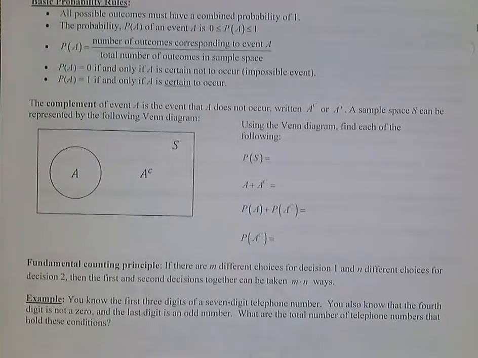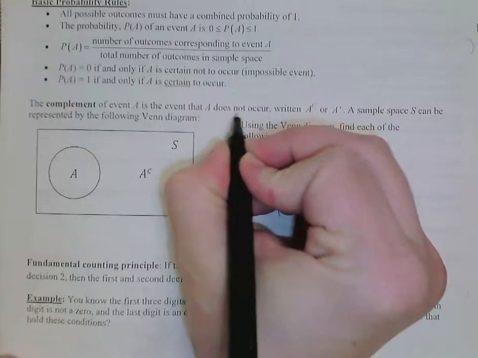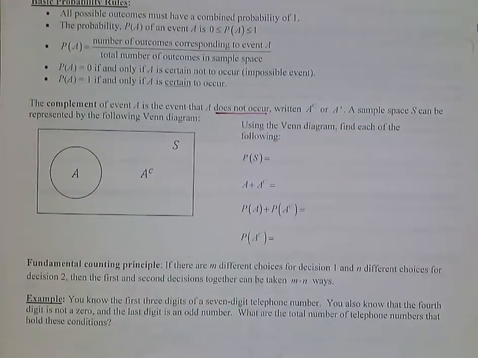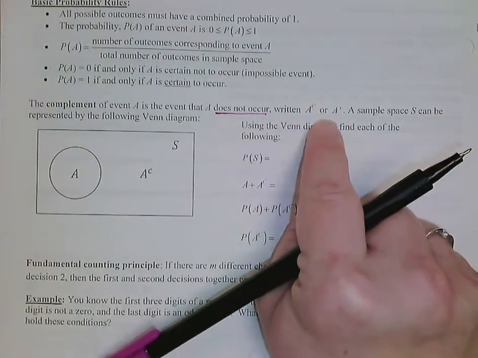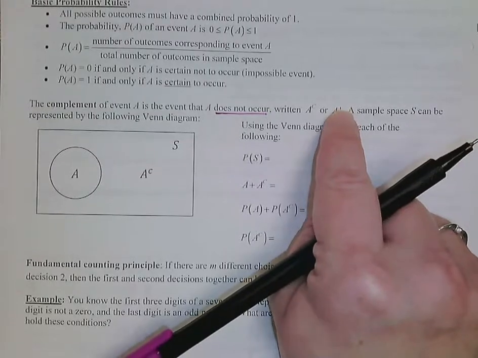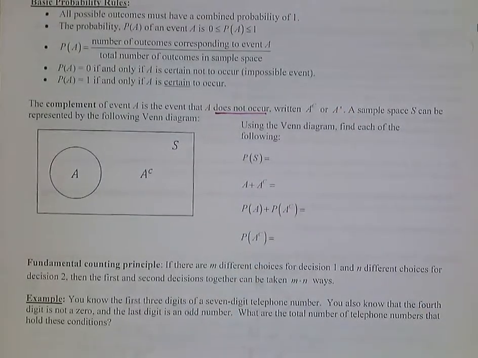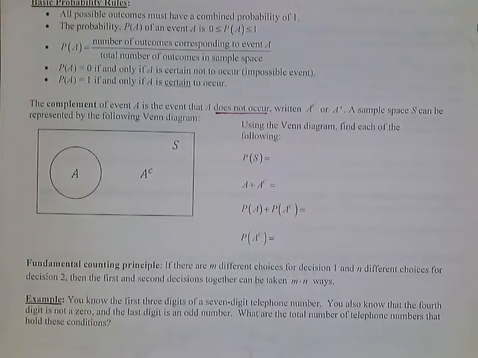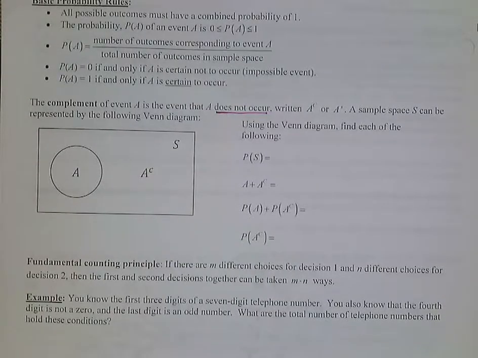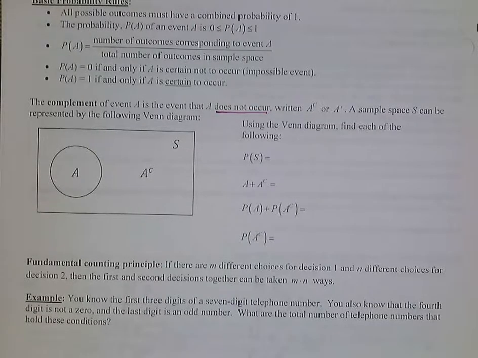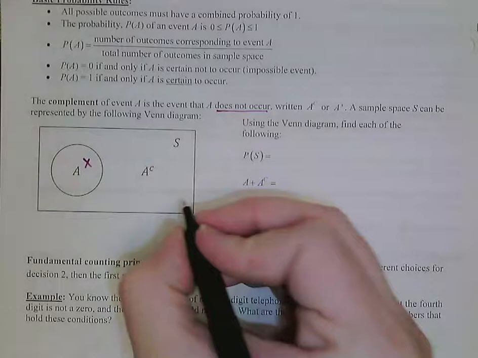The complement of an event A is the event that A does not occur. So we call A complement the event that A doesn't happen. We denote it using this notation A^C, or sometimes we'll call it A prime. That little mark we read as a prime. A sample space S can be represented by the following Venn diagram. So if this box represents S, all of the possible outcomes, and our circle here represents event A, an outcome is either in A or it's not in A.